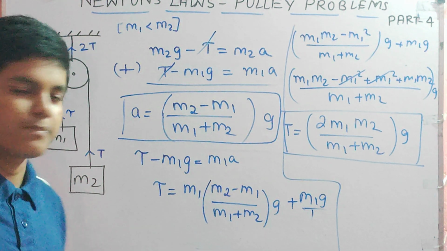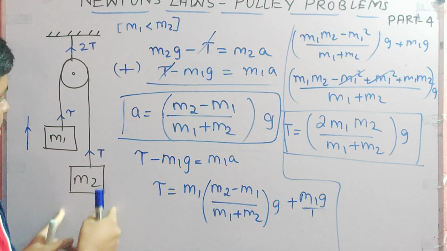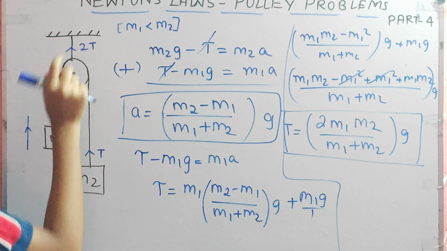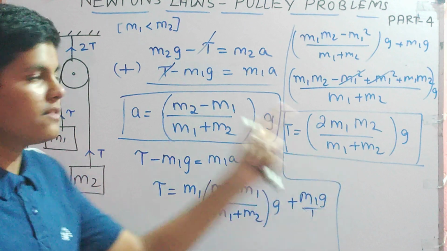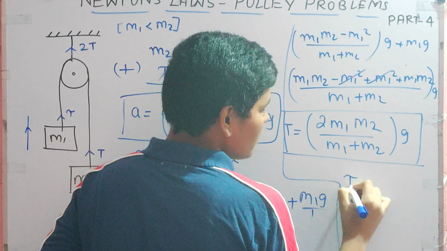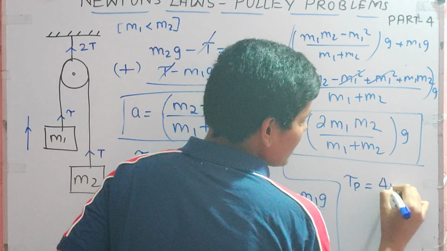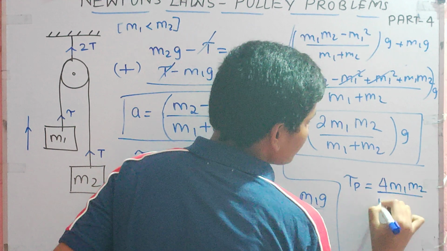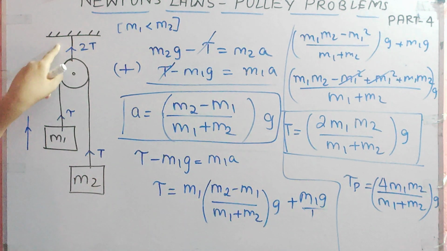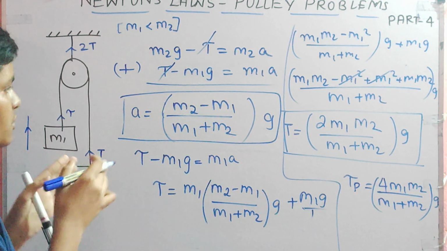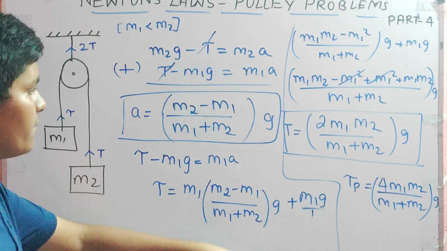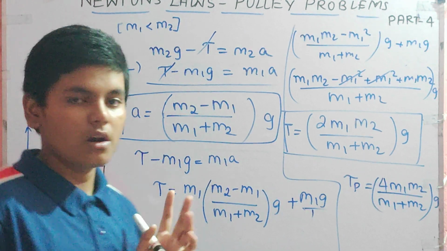Actually the string is the same, but this weight has the tension over here and this weight also has the tension over here. So combine them, you get the tension 2T. If you want to find the tension for this string, you multiply this tension value by 2. So the tension for the pulley, you will get 4 m1 m2 upon m1 plus m2 into g. This is the tension for the pulley. We got the acceleration by using the equations, and substituting it in this equation, we got the tension value. Now this was all about the concept.